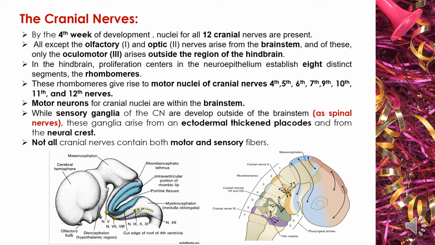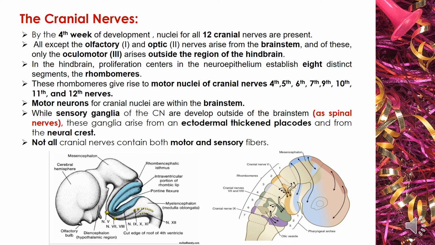Now, the cranial nerves. By the fourth week of development, the nuclei of all 12 cranial nerves are present. All cranial nerves arise from the brain stem except the olfactory and the optic, and of these only the oculomotor, number 3, arises outside the region of the hindbrain.